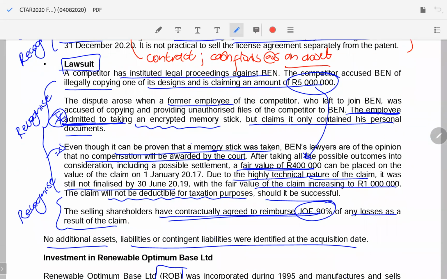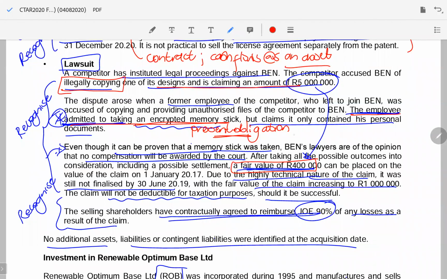So let's read. We said that we are requiring two things. In this case, they said to us that the employee admitted to taking the encrypted memory stick. Because of that, we are looking for fair value. The fair value was also given as 400,000. So we've got something that gives rise to a present obligation for taking the stick from the previous employer, because that is the issue here. The stick was said to have illegally copied some of the design. So the fact that they've taken a stick was considered here to be the present obligation.